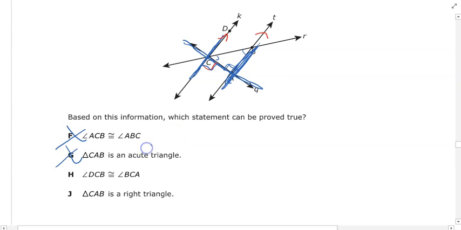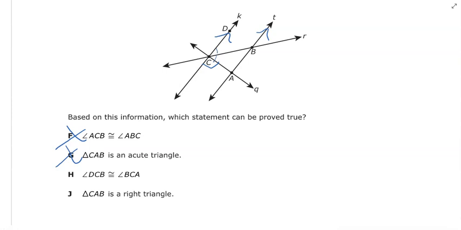Next one, angle, let me get rid of some of this here. Angle DCB, so DCB is this angle here, is equal to angle BCA. So BCA, are those 2 angles congruent? No, I don't think so, because R could go any different direction. Doesn't really tell us about there. Those angles could change. Don't think that's true.